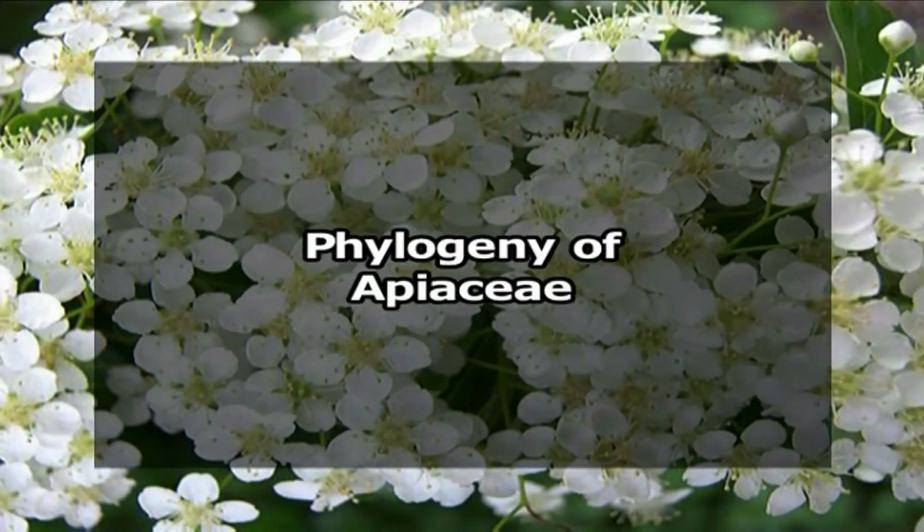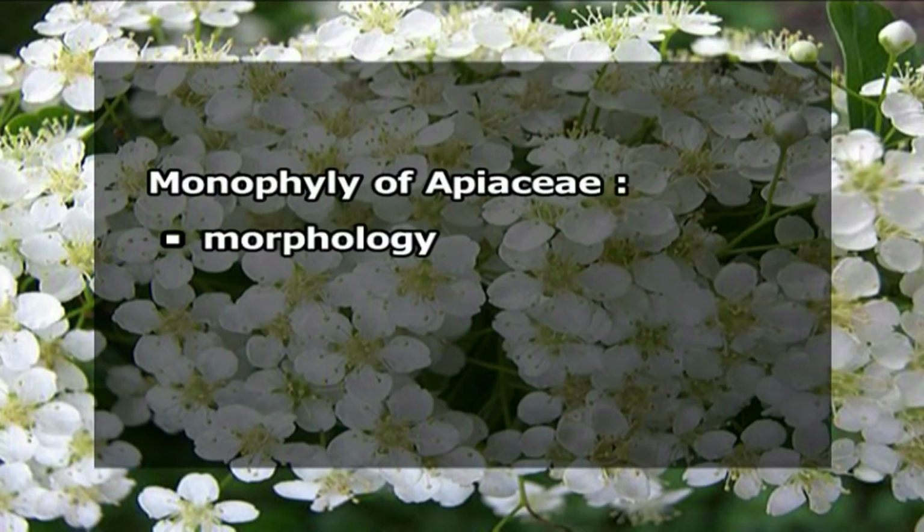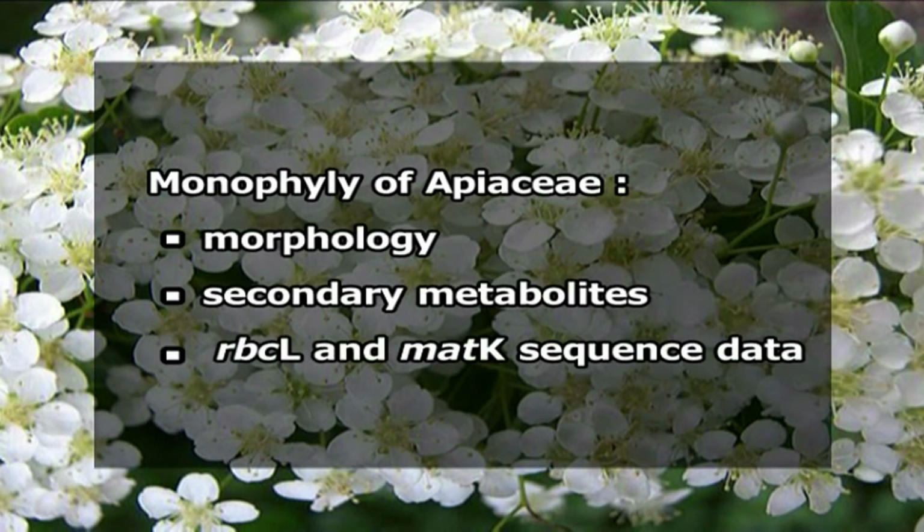Now let's discuss the third part of today's lecture, that is the phylogeny of the family Apiaceae. The monophyly of Apiaceae, that means the monophyletic origin of Apiaceae as a natural group, is supported by various sources, chiefly morphological data, secondary metabolite data, and very recently DNA-based data like rbcL and matK gene sequence data. All these types of evidence support the monophyly of the family Apiaceae.